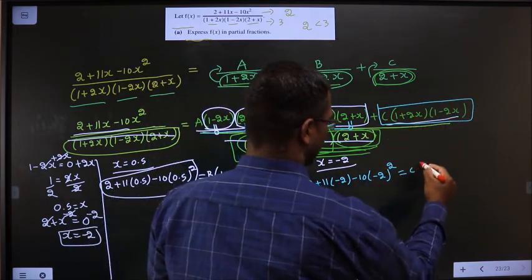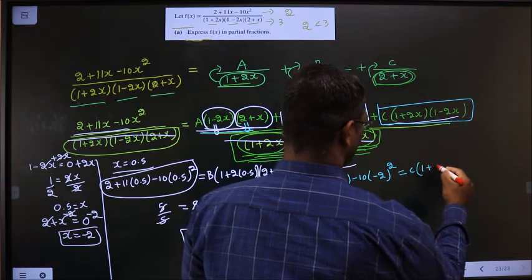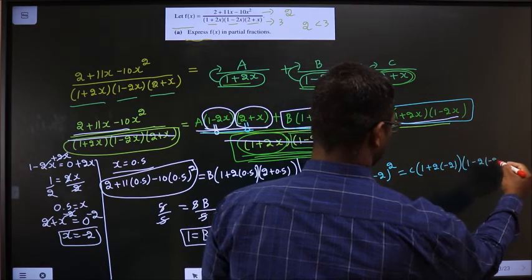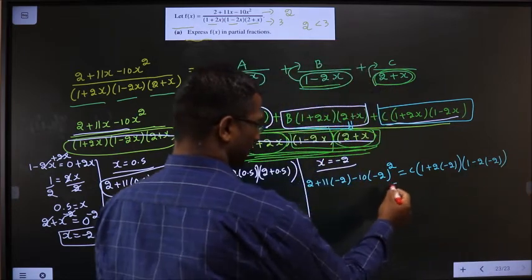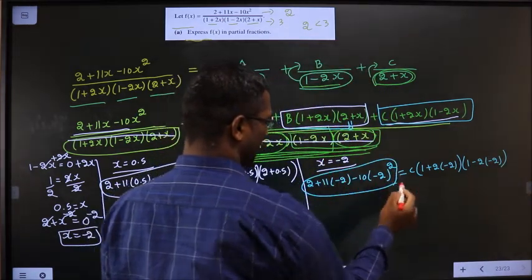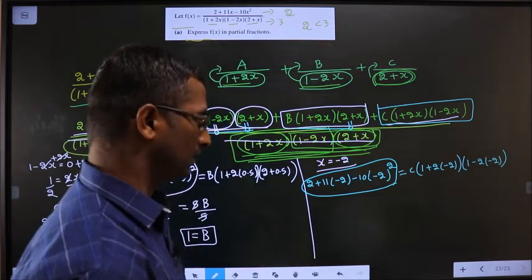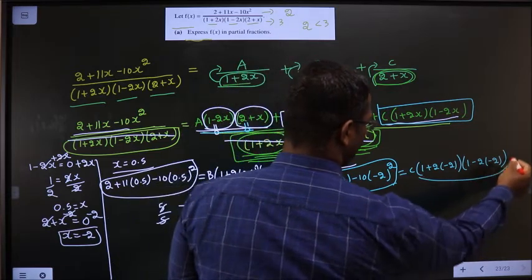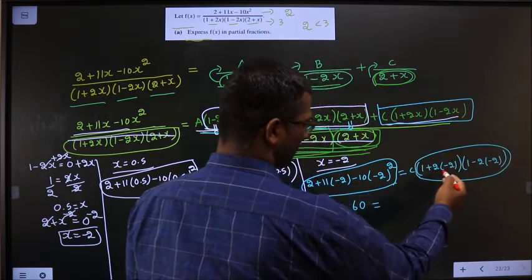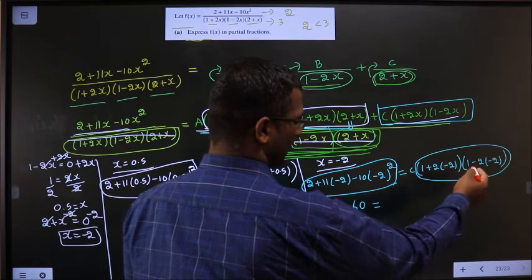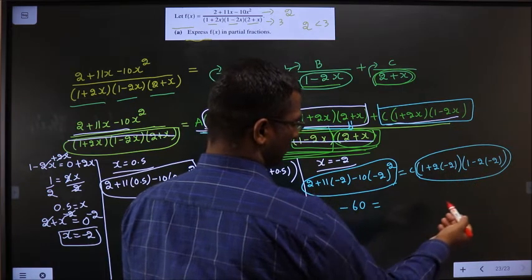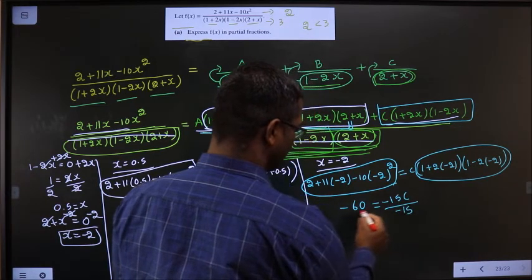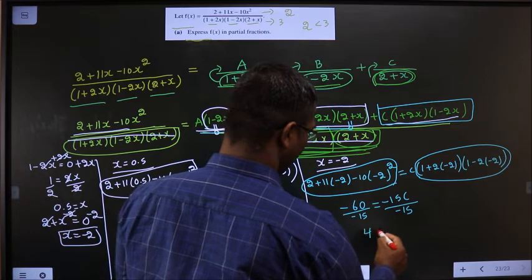So that is c times of 1 plus 2 times of minus 2, 1 minus 2 times of minus 2. Now, when you put this entire thing in the calculator, you get minus 60. And when you put this in the calculator, you get 1 minus 4 is minus 3 and here 1 plus 4 is 5. 5 into minus 3 is minus 15. See. Now divide by minus 15. So you get 4 equal to c.